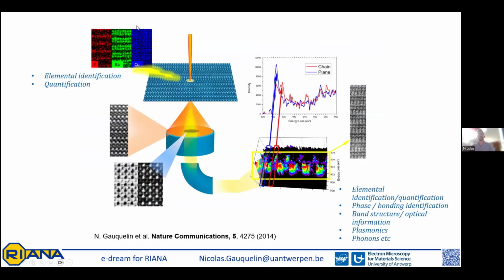So when you have your electron beam that is interacting with the sample, you saw that we were producing X-rays, so these can be collected on the EDX detector, and then the electrons that interacted with the sample that lost energy can be collected through a magnetic field and dispersed by energy, and that's how you get the energy spectrum. And that energy spectrum can give you a lot of information about elemental identification, phase, bonding state, bond structure, optical information, plasmonics, phonons, etc., which I will go into more detail in the rest of the talk.